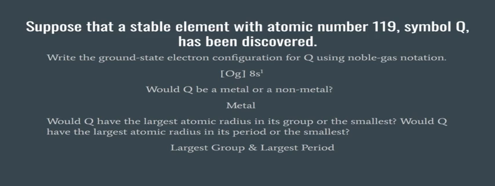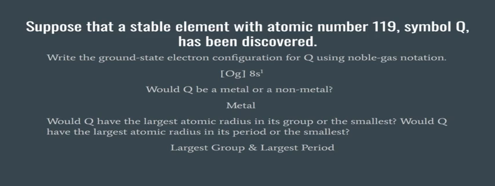We figured that it would be [Og]8s1 because the last noble gas on the periodic table is Og, which is oganesson. By noble gas notation, you should put that in brackets, and then the next s row would be 8, the leftmost row, and so you put 8s1.